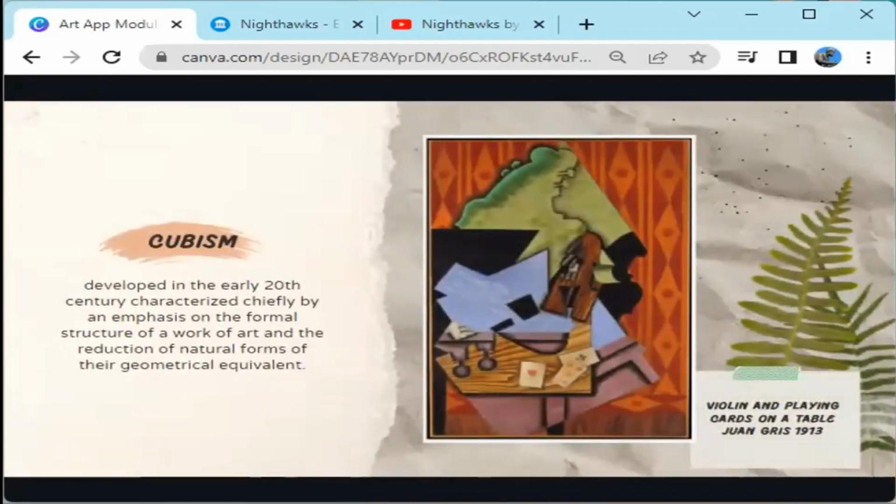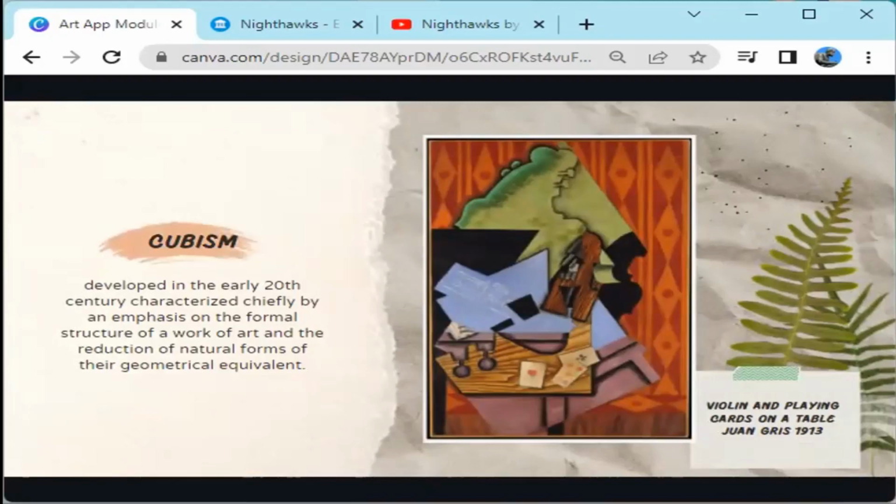Yung Starry Night ni Van Gogh is actually impressionist din. Kasi we get to ask, because of the manner by which it is created, ano ba yung gustong iparating technically ng painting sa atin.